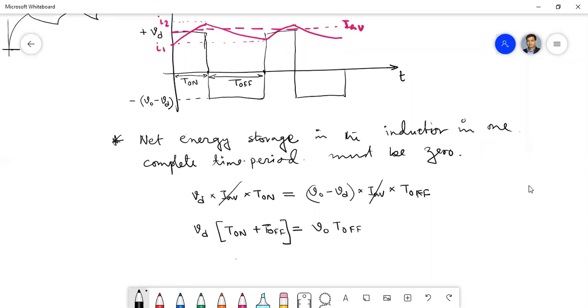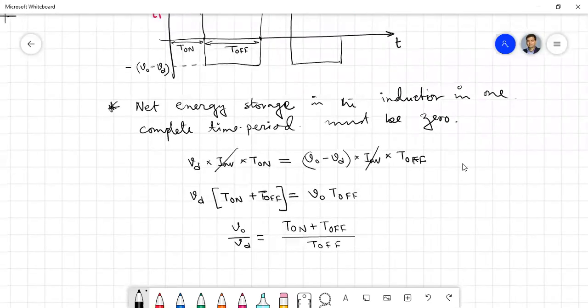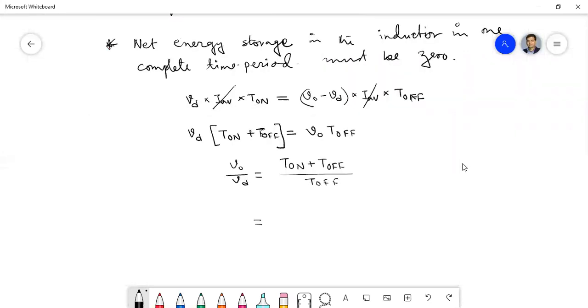Okay, so that means the output by input, what will be the expression? The expression will be (T on plus T off) by T off, that is V0 by VD. Is it okay? So what is T on plus T off? Total time period. Total time period.